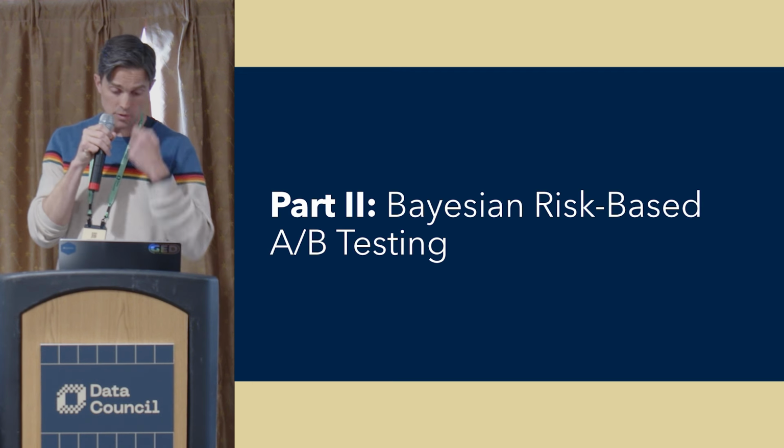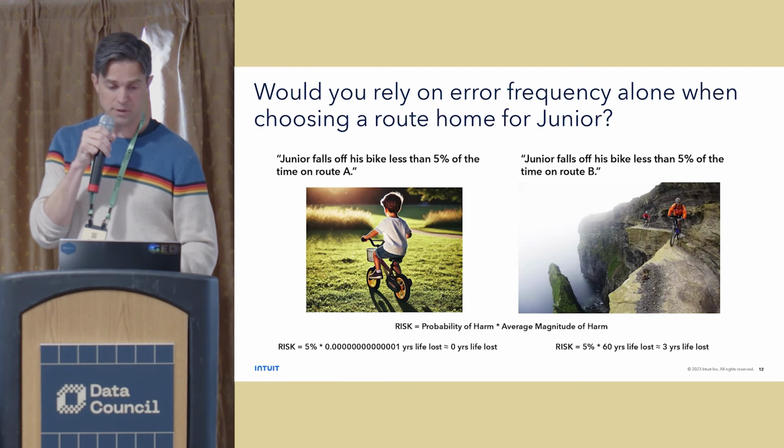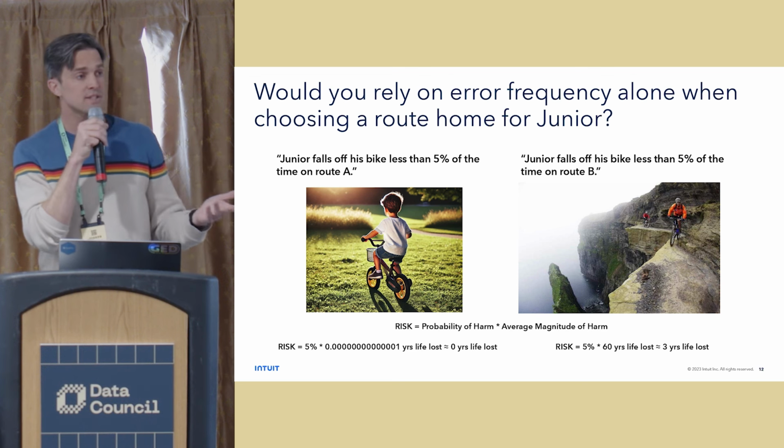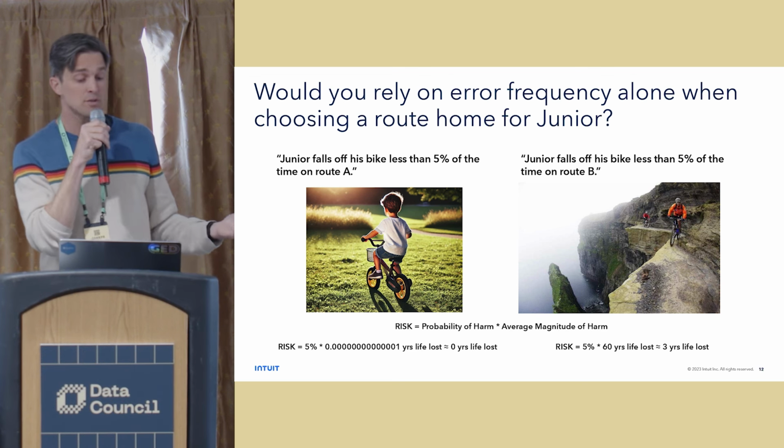All right, so part 2, Bayesian risk-based testing. Okay, so back to Junior. Would you rely only on error frequency when choosing a route home for Junior? What is the difference between these two scenarios? It's the magnitude of harm.